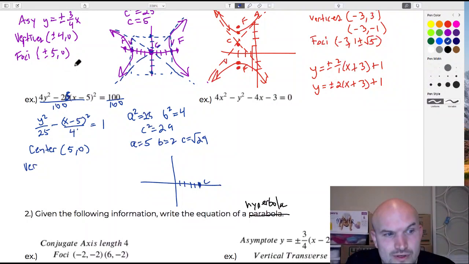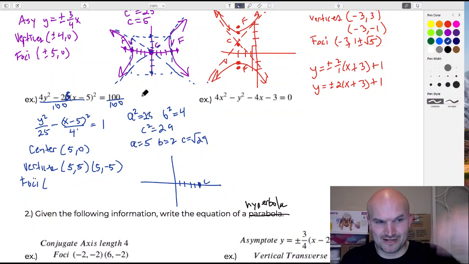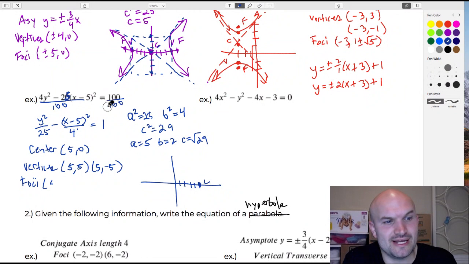That's not going to be too bad. I can just go up and down 5 units from there. So it'll be (5, 5) and (5, -5). And then my foci, I don't know why I put a dot over the c, are going to be up or down the square root of 29. So I'll write that as (5, plus or minus the square root of 29).